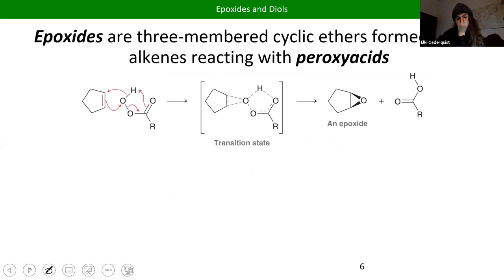So let's add our last few reactions for this chapter. This is a pretty specific type of reactant we're going to be using here called a peroxy acid. It looks a lot like a carboxylic acid, except we have three oxygens involved instead of just two.